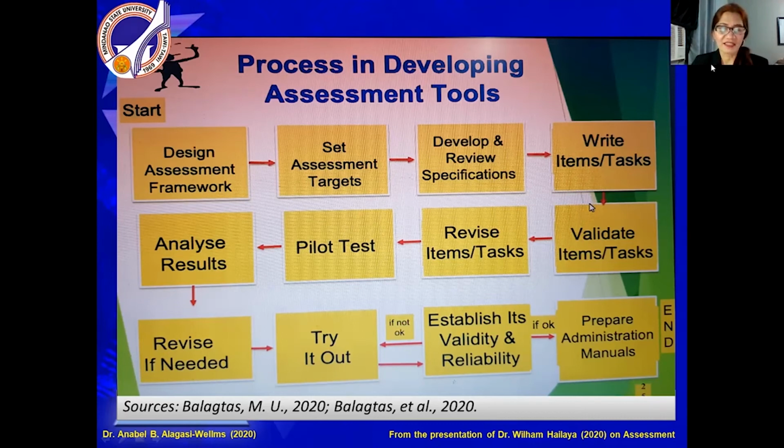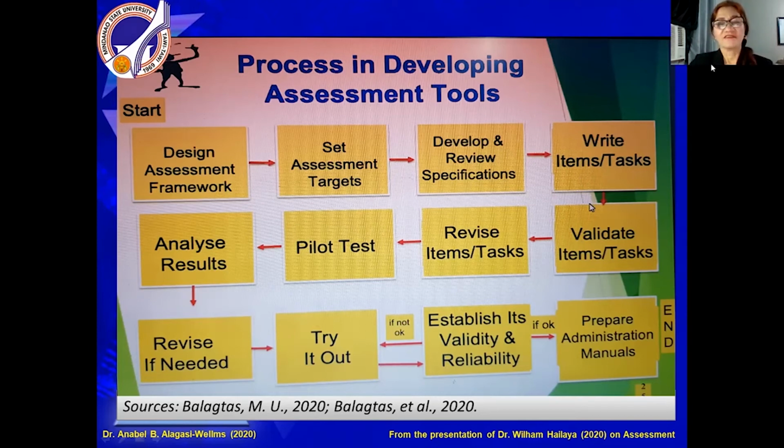And then you analyze the results, you revise if there's anything to revise, and then you try it out. If okay, establish its validity and reliability. If not, try it out again. And then when the validity and the reliability are already established, if they're okay already, you prepare and administer the test. So that's the end of the test.